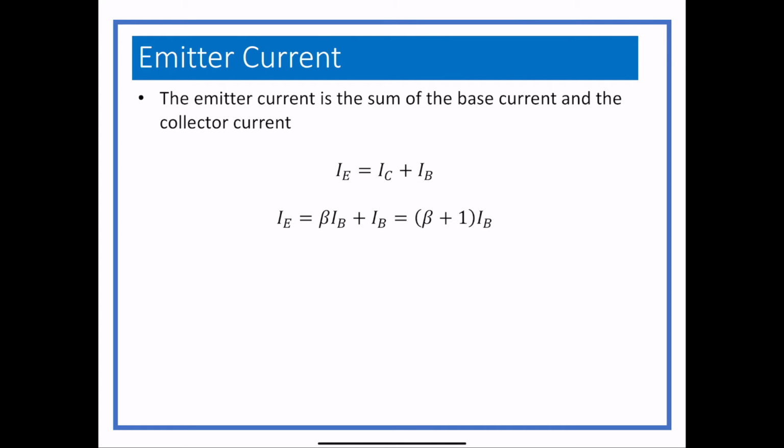We can also find the base current directly, or the emitter current or whatever, by relating the base current to the emitter current by beta plus 1.